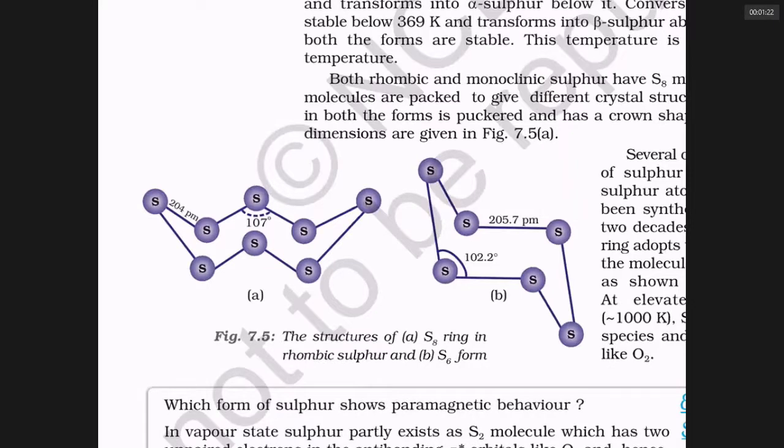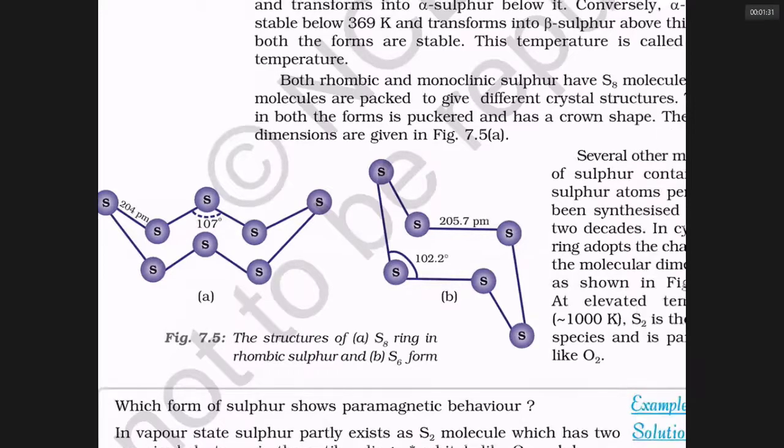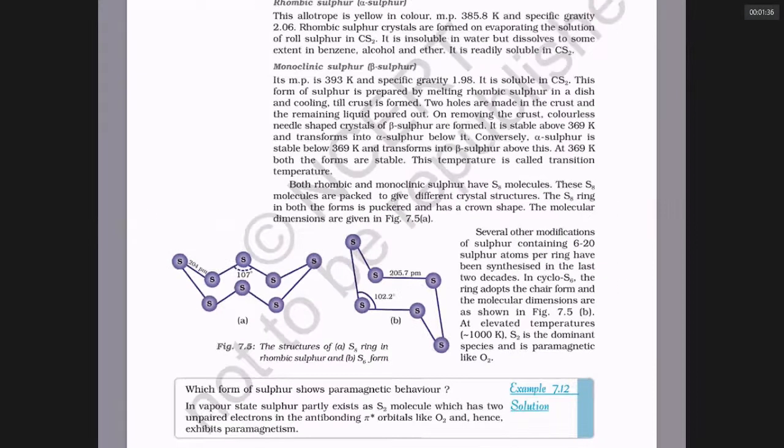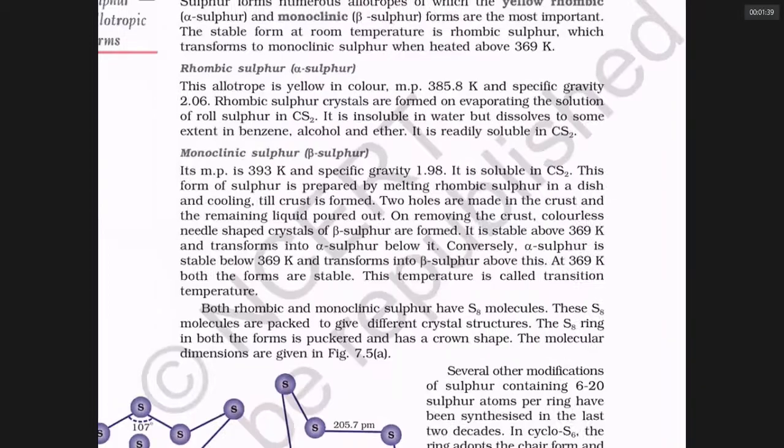You should look at the S-S bond angle in the crown-like structure and the S-S bond length. Whereas the S6 form has a chain-like structure. You can read once or twice to understand the difference between them. For example, rhombic sulfur is a yellow allotrope that has a melting point of about 110 degrees centigrade. Its specific gravity is double that of water. Notice that rhombic sulfur is a very stable form. It is soluble in CS2, but not in other solvents.